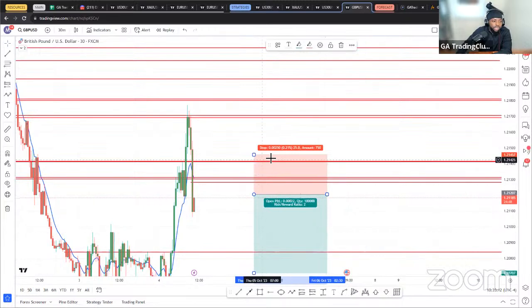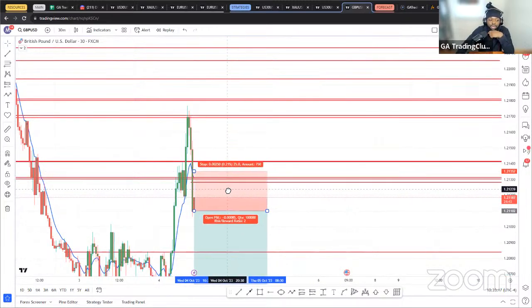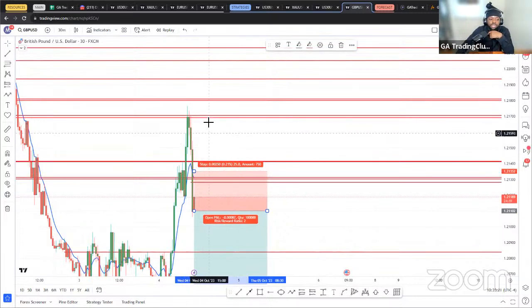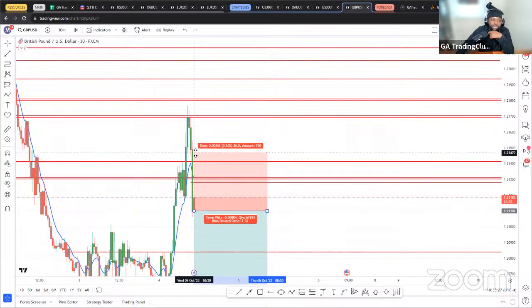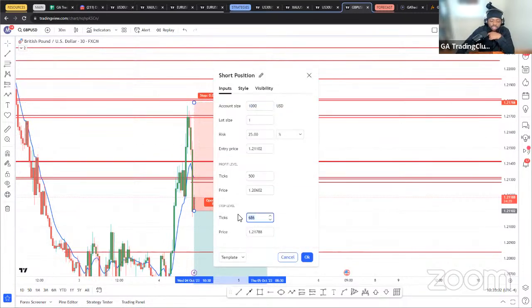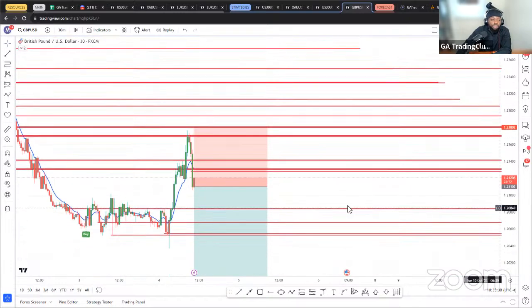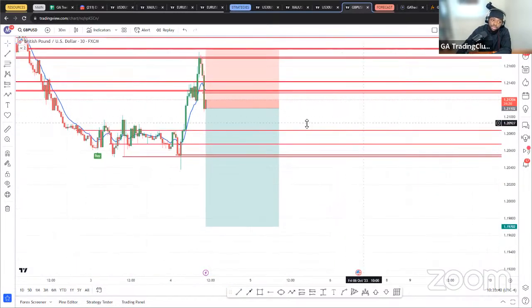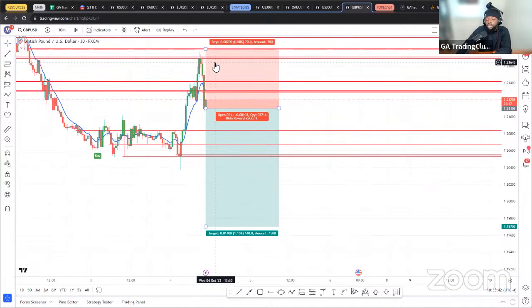But for GU, I don't see anything valid. This test and rejection is valid, but the entry is based off of these SARs right here. You can see the SARs relative to my entry are like 200% of my stop loss. So for me to take this trade, I would have to extend this right there. So this would be like a 70 pip stop loss, and I would do like a 140 pip TP.